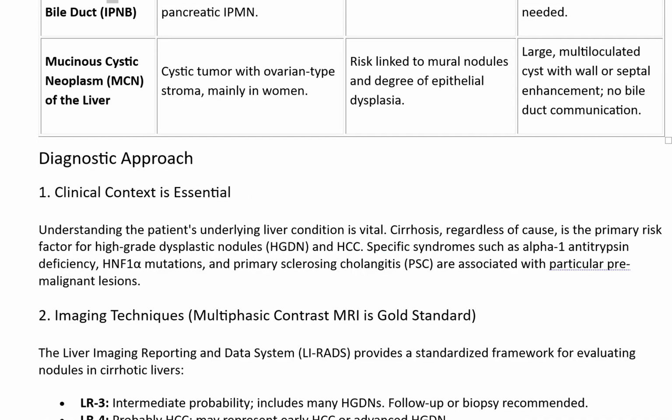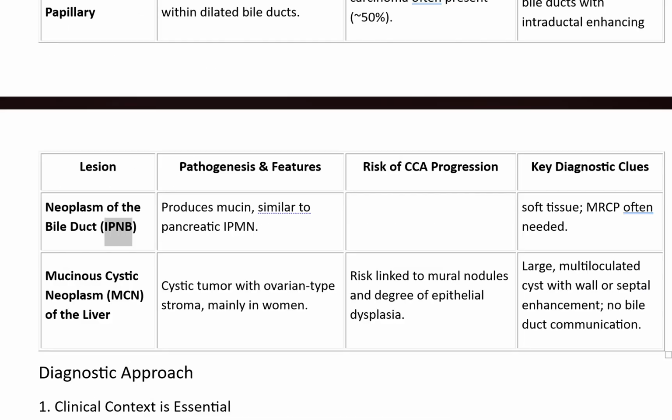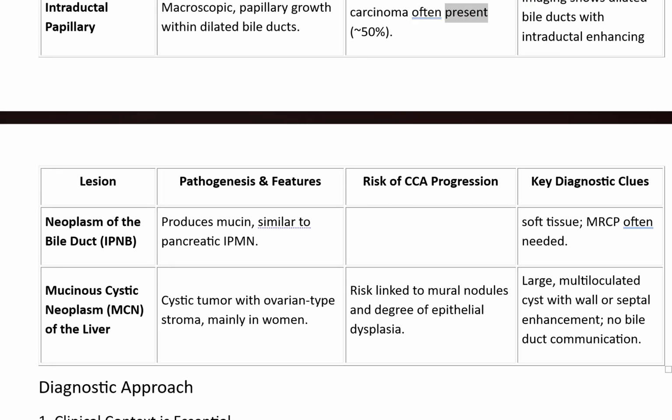Intraductal papillary neoplasm of the bile duct, IPNB. Macroscopic, papillary growth within dilated bile ducts. Produces mucin, similar to pancreatic IPMN. High-grade dysplasia or carcinoma often present, 50%. Imaging shows dilated bile ducts with intraductal enhancing soft tissue, MRCP often needed.